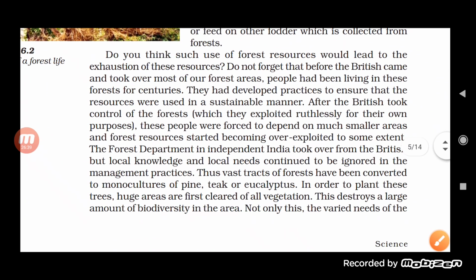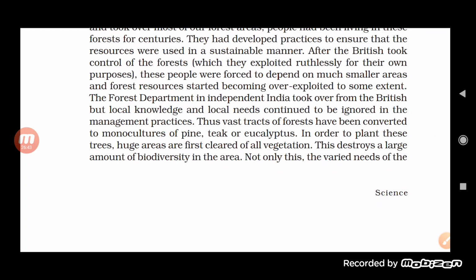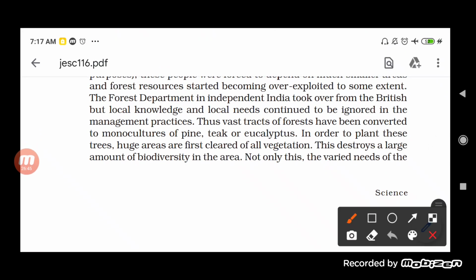Then the second one is the forest department, students. The forest department in independent India took over from the British, but local knowledge and local needs continue to be ignored in the management practices. First of all, we must know that the forest department has a major stake in the resources of the forest and wildlife, because it is a good source of revenue for the government.